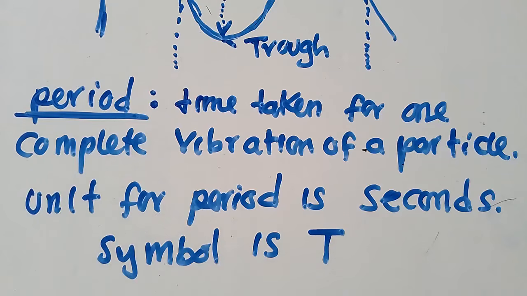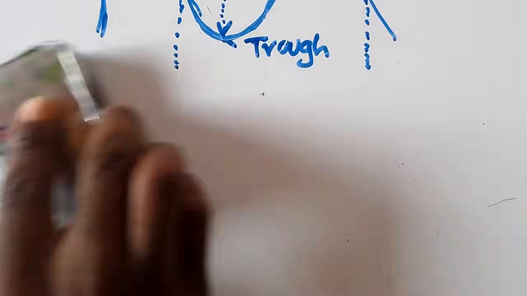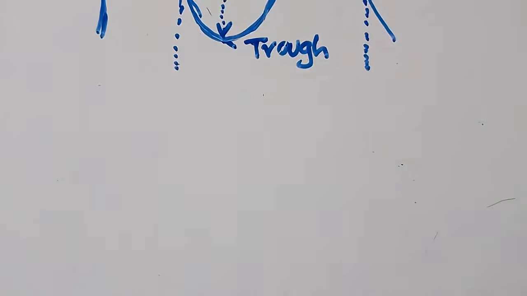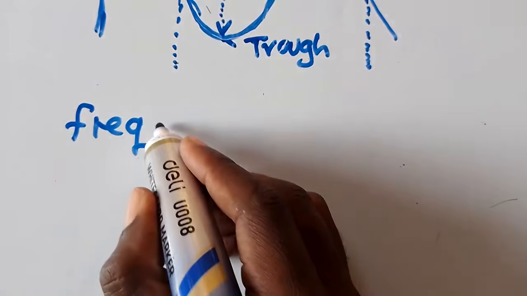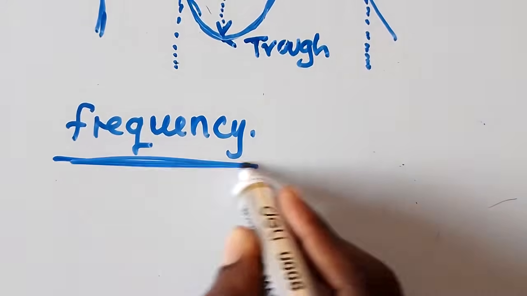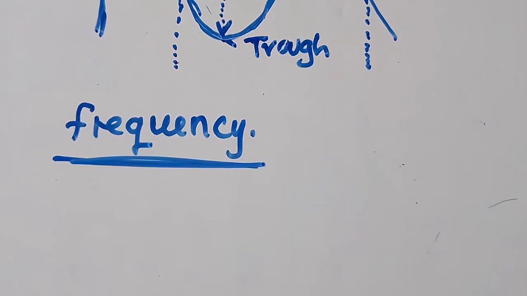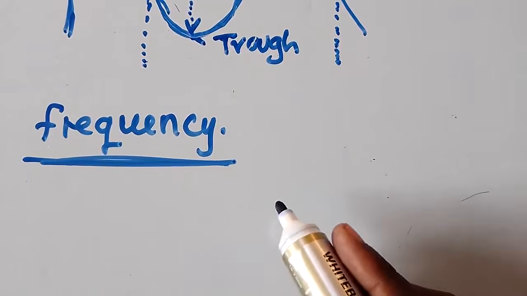Then let us move to the other part, which is frequency. We are going to talk about this one now, which is frequency. So what is frequency? The frequency of a wave is the number of complete waves produced per second. This is what you need to know and understand.